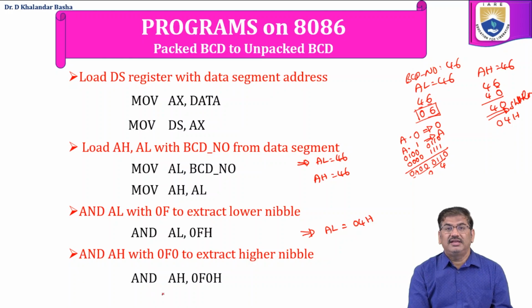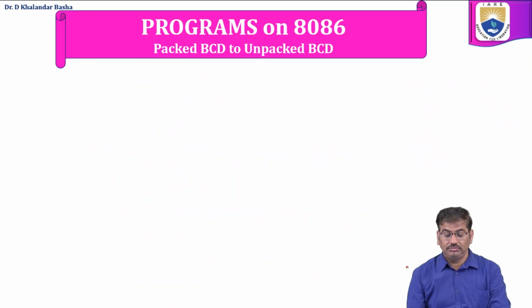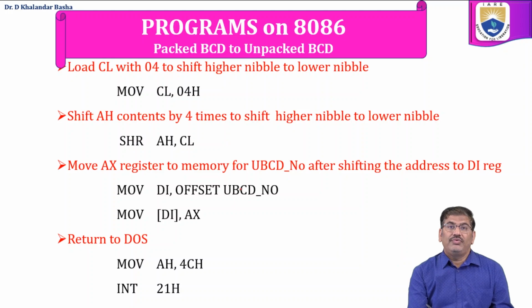So first we will AND AH comma F0H. So when you AND with F0H, the AH contents is equivalent to F0. Now we want to shift this AH contents towards right side by 4 bits. So that count we are going to load into CL register. So MOV CL comma 04H. Now we are going to shift the contents of AH register towards right side by 4 bits.